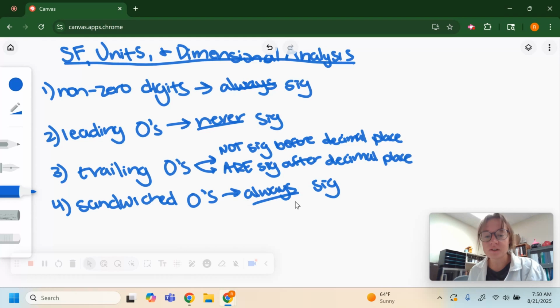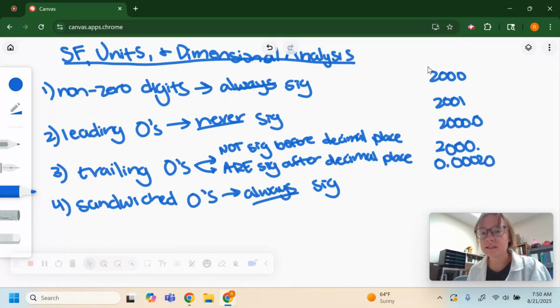Let's take a look at a few examples. We'll try some numbers like this. Okay, how many sig figs in each of these numbers? Well, for this first one, you have a 2. The 2 is always significant, so that's at least one significant figure. Then you have these trailing zeros. You have 1, 2, 3 of them. These trailing zeros are before the decimal place. Notice the decimal place is right here. So these 3 zeros are not significant. That means that this number has one significant figure.